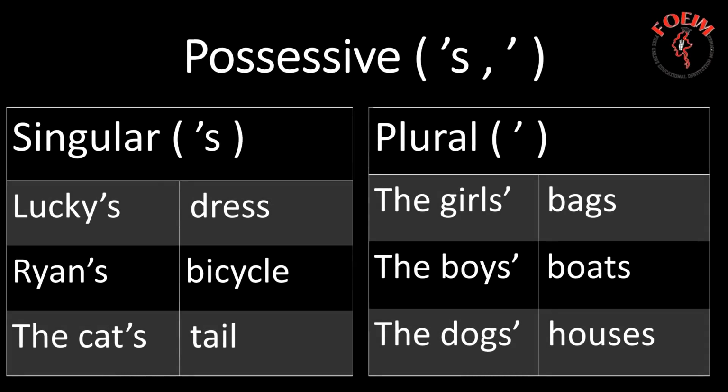I will show you possessive apostrophe s. Let's see the table. We use possessive apostrophe s with nouns to talk about possession. We use apostrophe s with singular nouns: Lucy's dress, Ryan's bicycle, the cat's tail. We use apostrophe with plural nouns, such as the girls' bag, the boys' boat, the dogs' house.